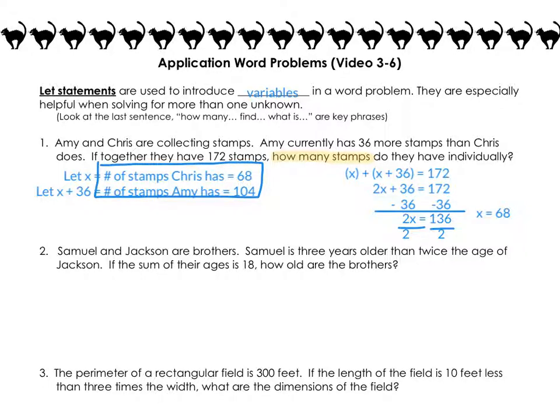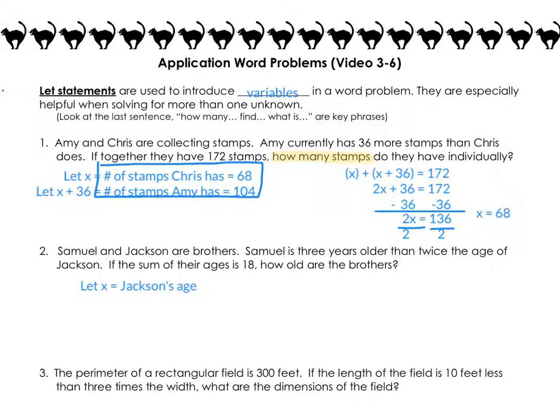Okay, let's try another one together. In this next example, it says that Samuel and Jackson are brothers. Samuel is 3 years older than twice the age of Jackson. If the sum of their ages is 18, how old are the brothers? Well, I have two unknowns, so I definitely need let statements. So I'm going to write out let x equal, but what is x going to equal? Well, if Samuel is 3 years older than twice the age of Jackson, I don't know anything about Jackson's age, so his is going to be x.